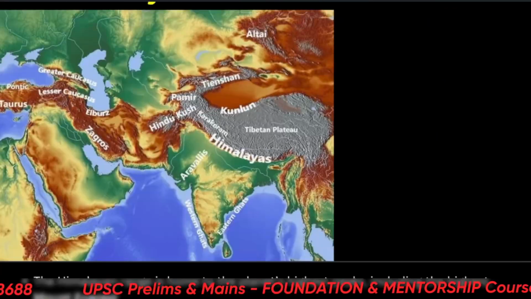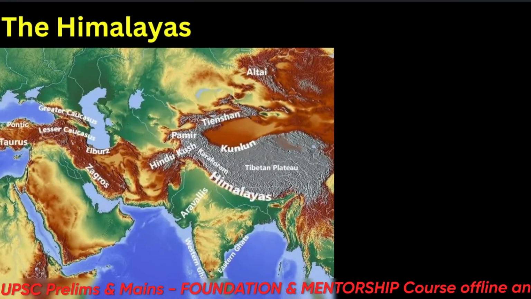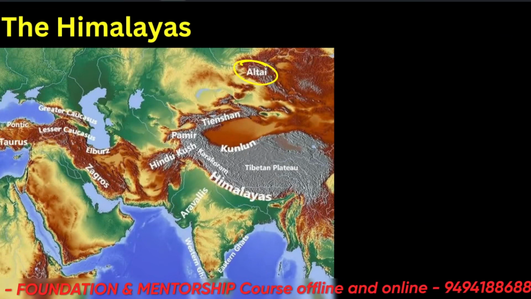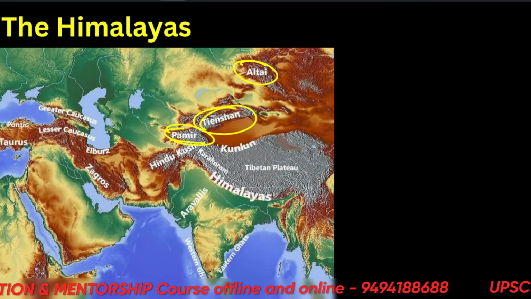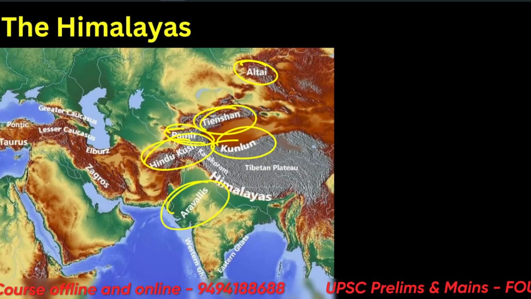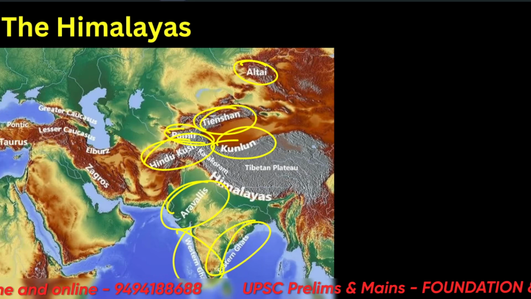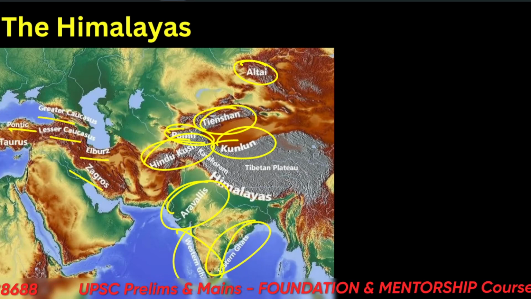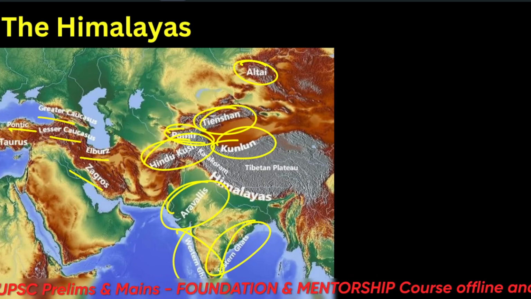Okay, Himalayas, we already know about the Himalayas. Let us see some related mountain ranges here, which is Altai. This is the Pamir Plateau, Tian Shan, Kunlun, and this is Hindu Kush. Aravallis we have already seen. Western and Eastern Ghats are here. We don't need to see so many of the smaller ones, Elburz, Zagros, Taurus. These we don't need to see in the Middle East.